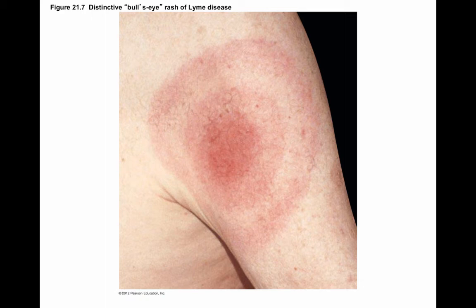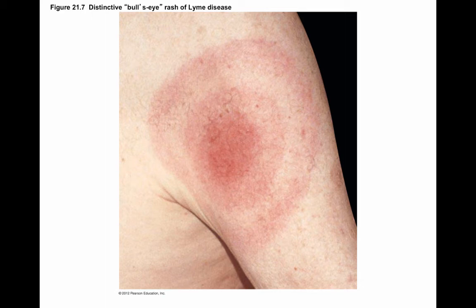Stage 2, this is when you have more of the neurological type symptoms. This is when they say it is early disseminated. So it is starting to leave this localized site, but it's not completely disseminated all the way throughout the entire body. It's early dissemination. This is when you're going to get more rashes. More rashes may appear on other parts of the body as the infection spreads.